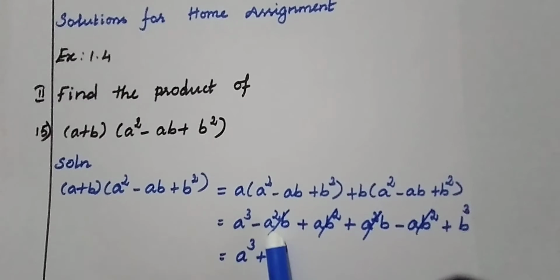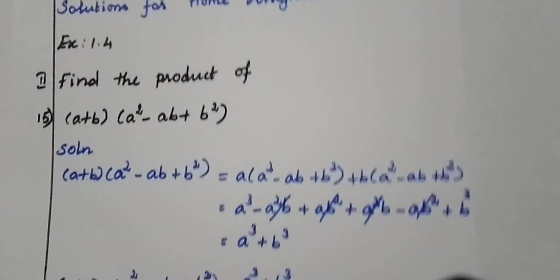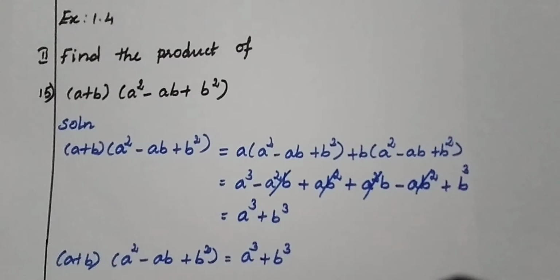a³ - a²b + ab² + a²b - ab² + b³. And this minus a²b and plus a²b get cancelled. Similarly, plus ab² and minus ab² get cancelled. So the terms left here is a³ + b³. So (a + b)(a² - ab + b²) is equal to a³ + b³.